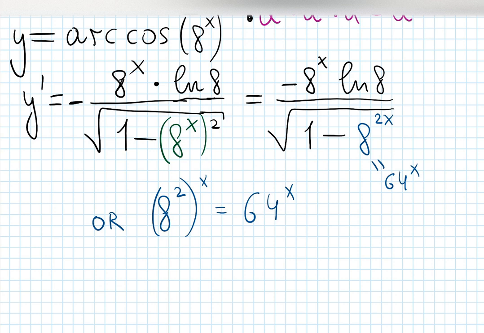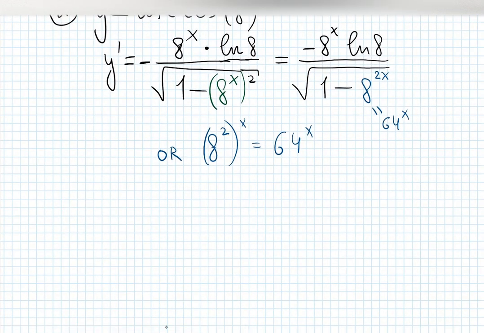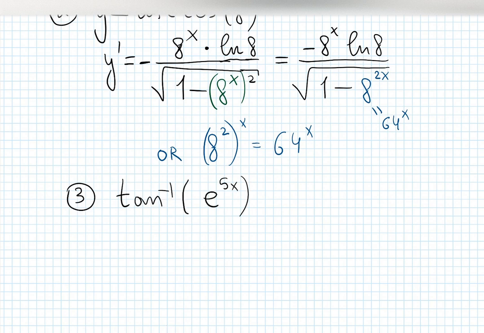And the last one. Let's do one more. Example 3. Something with an exponential function. Tangent minus 1 of e to the 5x. So we had arcsine, we had arccosine, and now we're having arctangent. Those three are usually the ones we put on the test. I will tell you, usually those three we like putting on a test. Arcsine, arccosine, arctangent. That's why I'm showing you those.